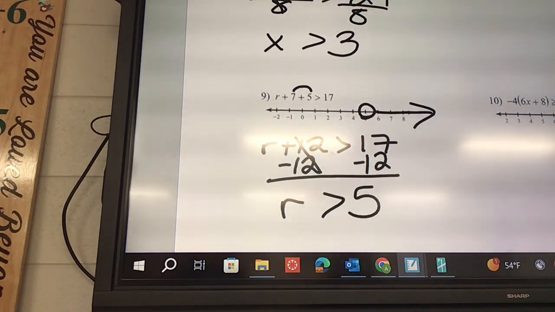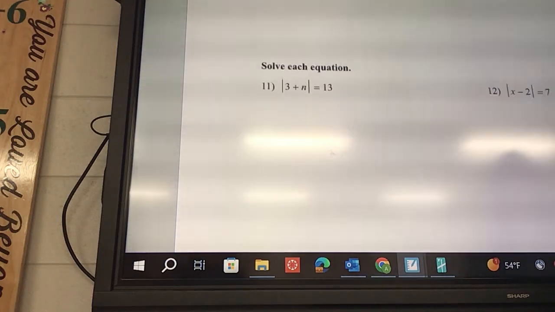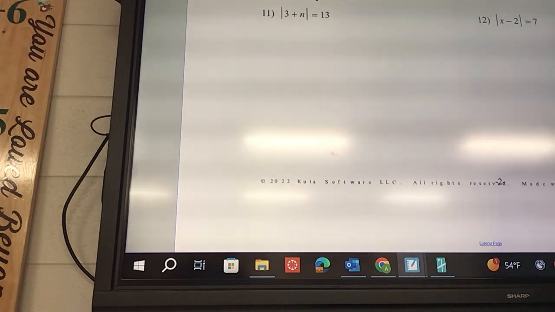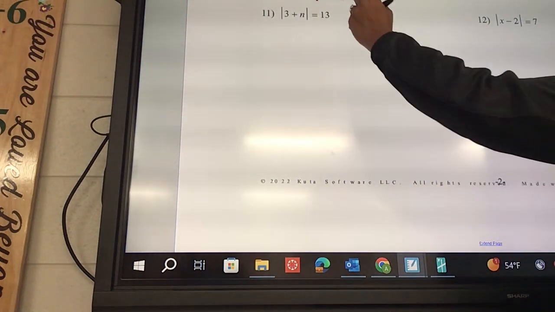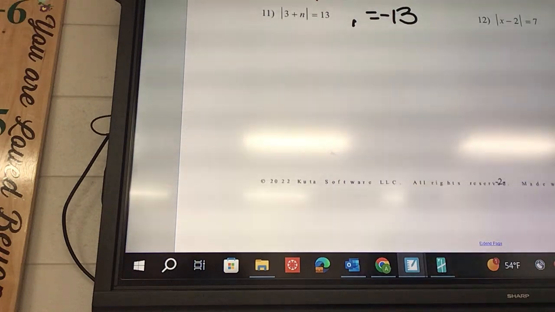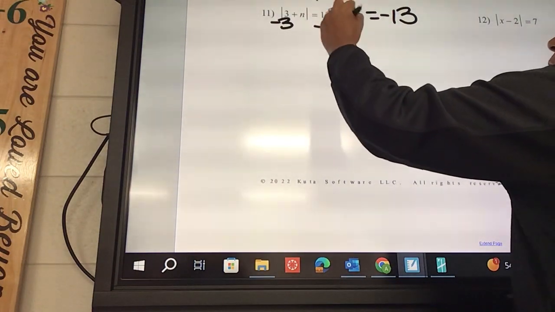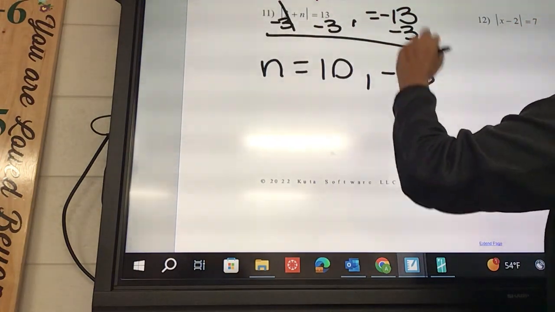Okay, 11. What needs done first? See who remembers. What needs done first? Make sure there's nothing on the outside, and then what? And then subtract. Before that, make it a negative 13. Okay, so we're gonna say comma equals negative 13. Remember the bars let us know that we need to have two answers. Okay, so now we can go ahead and subtract 3 from both sides. Okay, so we're gonna say minus 3, minus 3, minus 3. Okay, so I'm gonna get n equals 10 and a negative 16.